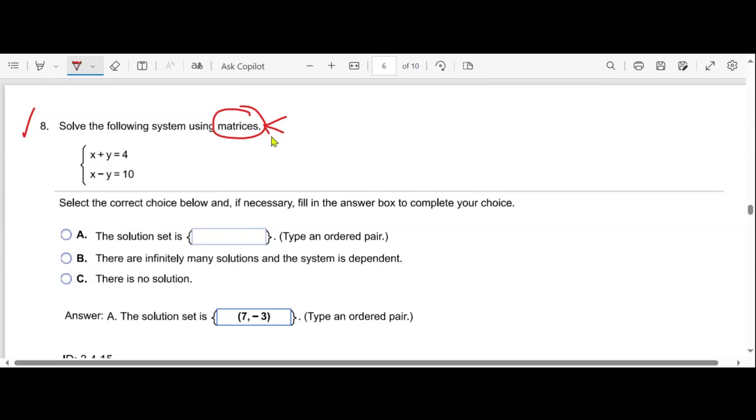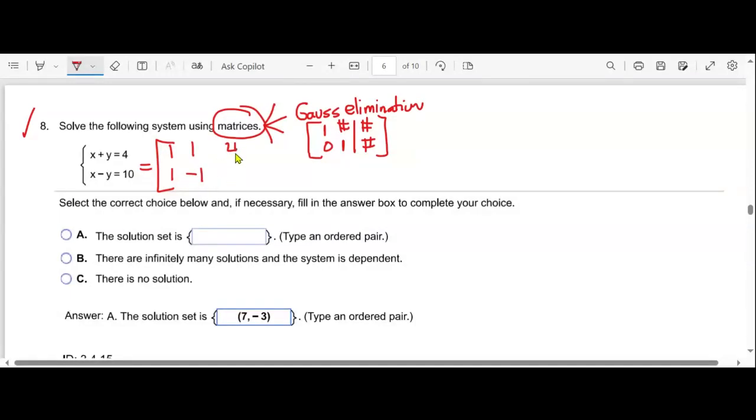How many ways can we solve with matrices? Many ways. Remember, we can use Gauss elimination. So let's try Gauss elimination. You have to make the matrix look like this. So I need to write this as an augmented matrix: 1, 1, 1, -1, 4, and 10. Now I need to make the 1 here to be 0.